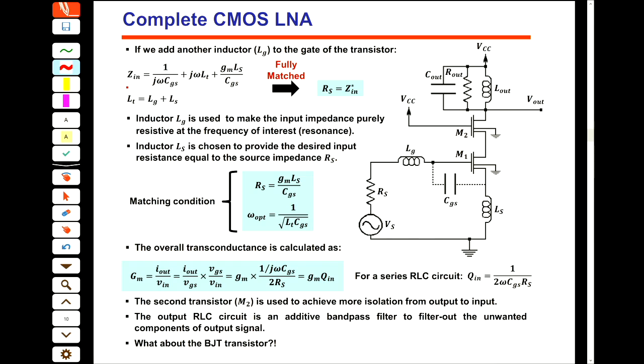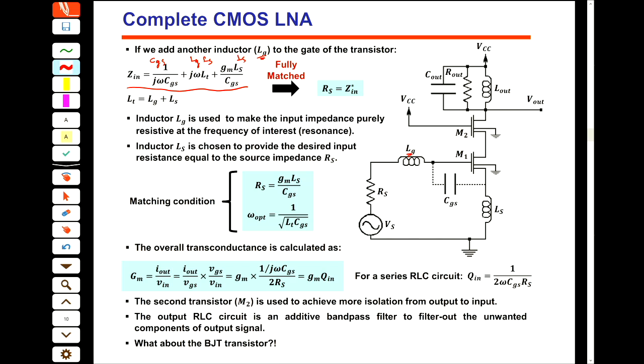So the input impedance, this is what we just found. Comparing to the previous one, I just add another inductor, LG, and then we say that the input impedance is the contribution of the CGS, the contribution of the LG and LS, and again the contribution of the LS that moves to the gate.